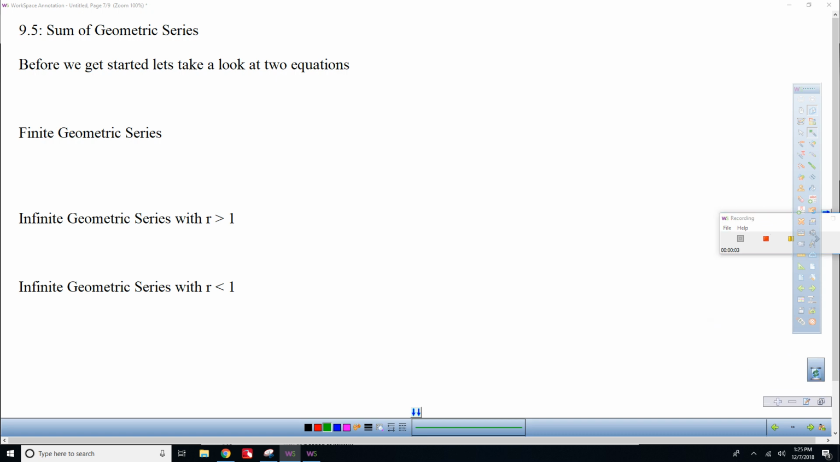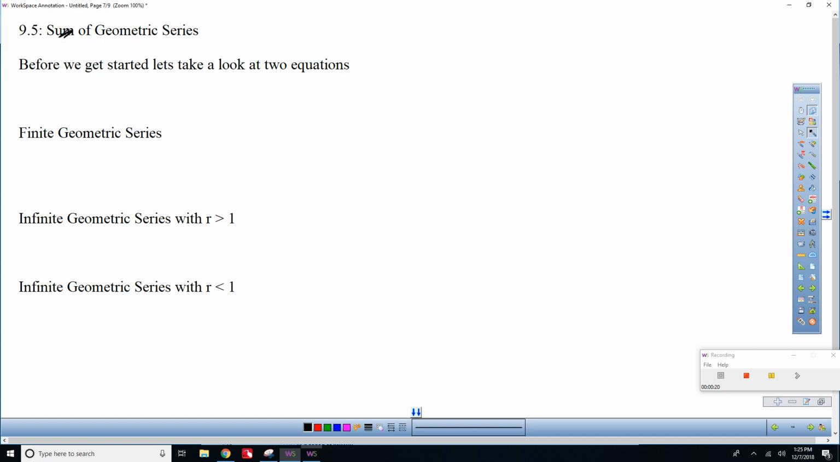Alright, boys and girls, welcome back to the drive-through. Into the final section of Chapter 9. And this is where it starts getting weird and awesome, okay? So, now we're going to take the sum of geometric series.